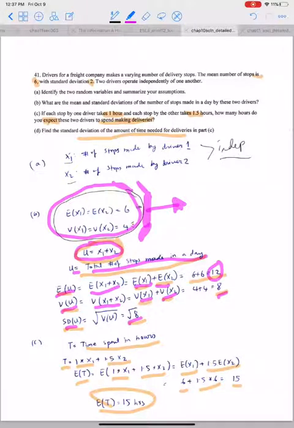What about the total time spent? Now since the first driver takes 1 hour for each stop and the second one takes 1.5 hours for each stop, the total time is T = X1 plus 1.5 times X2. So the expected value of T is the expected value of X1 plus 1.5 times the expected value of X2, which gives me 15.